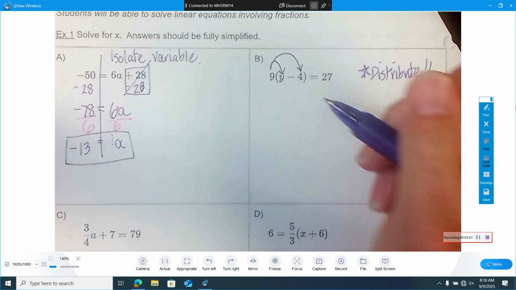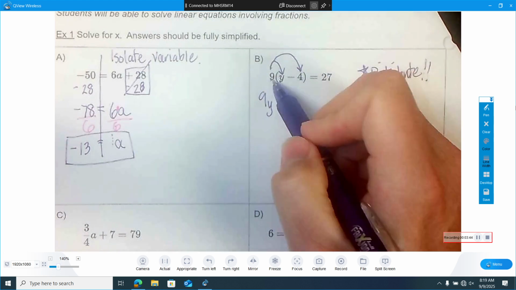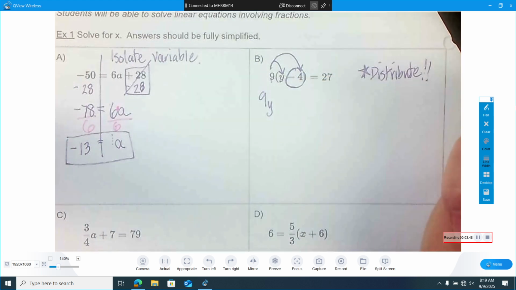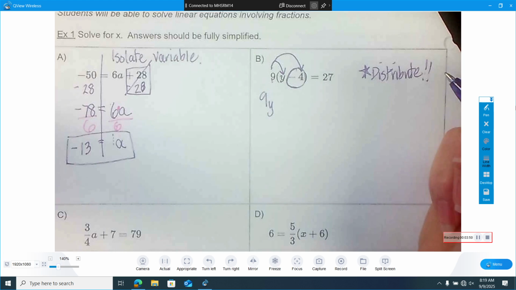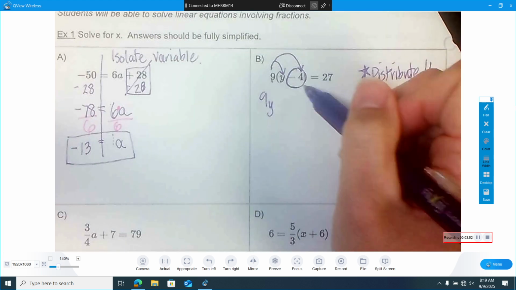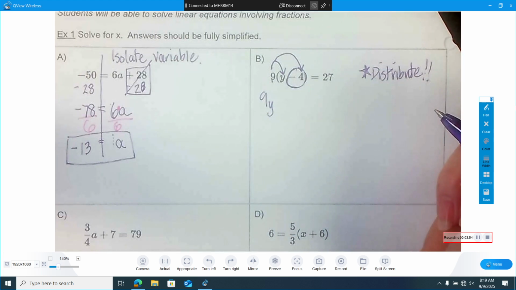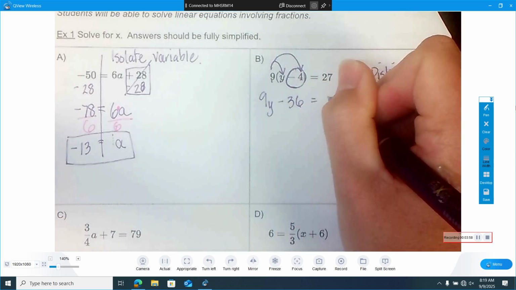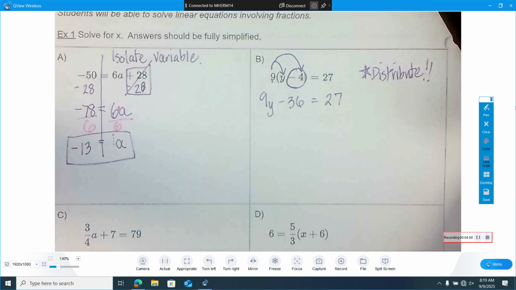All right, so we have 9 times y. What is 9 times y? 9y. Very good. And then we have 9. I always include the sign here because a number is never without a positive or negative. Okay, so I have 9 times negative 4. What is 9 times negative 4? Negative 36. Very good. Equals our 27. And again, our job is to isolate. What should we get rid of first?